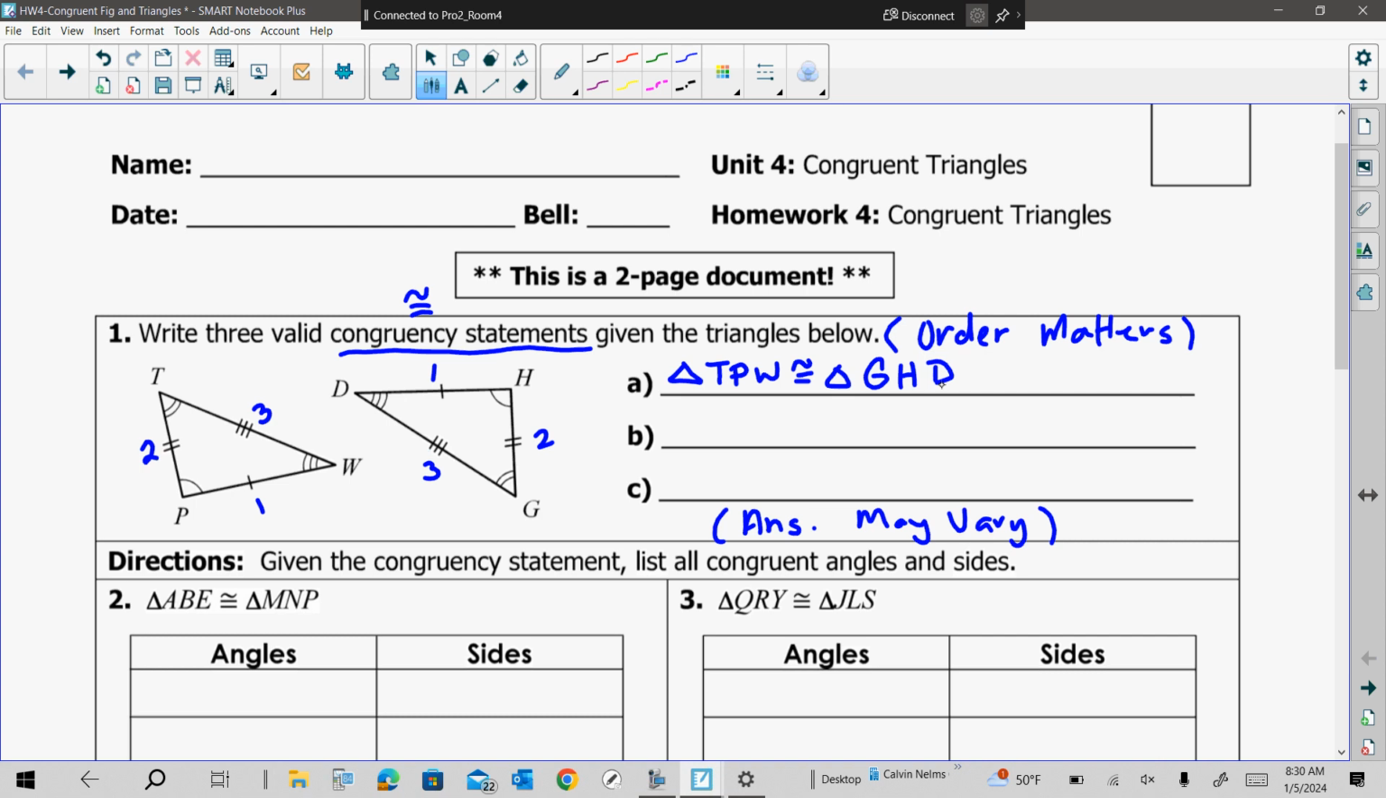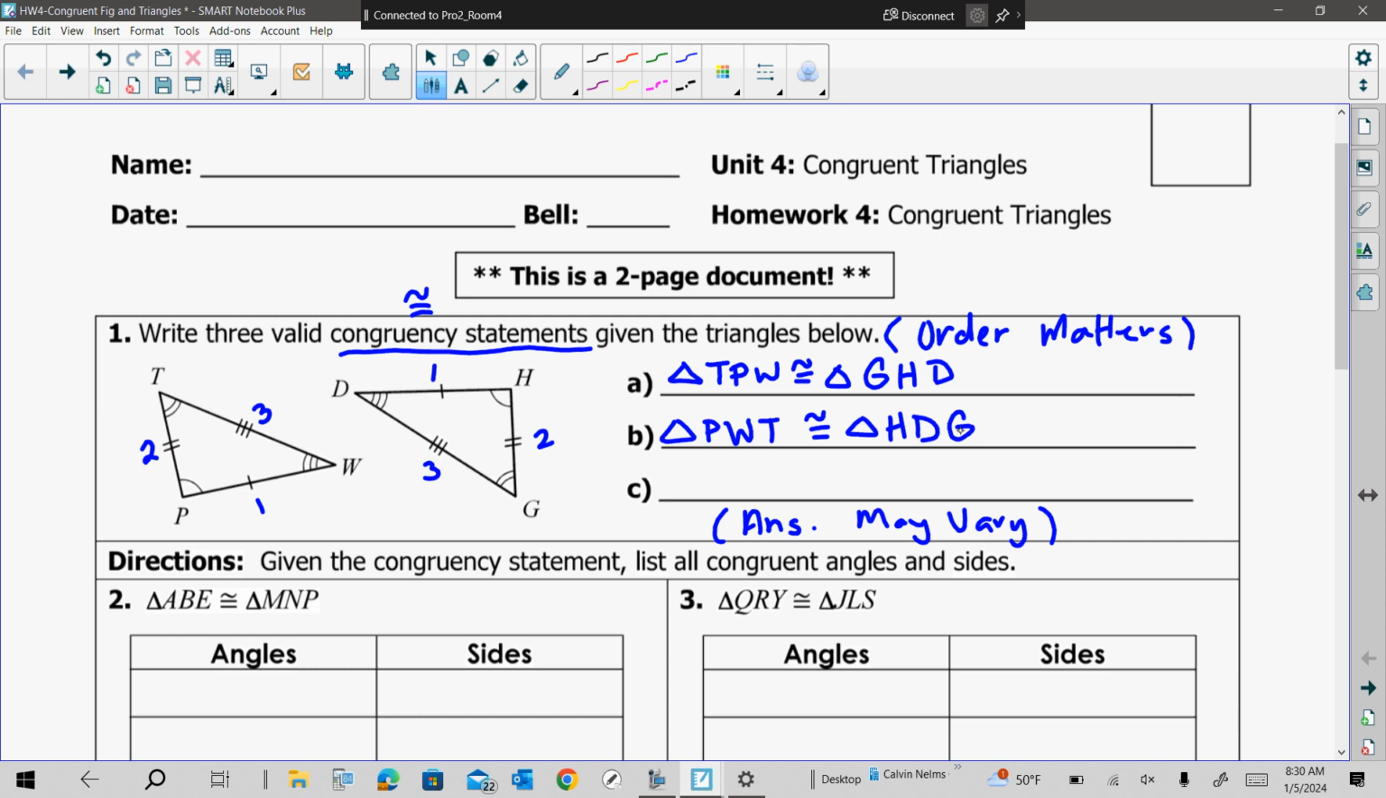To write an additional valid congruency statement means you have to start with a different letter. So instead of starting with T, maybe I start with P. Let's say if I go counterclockwise, that would mean PWT. All right, PWT, which is 132, is congruent to HDG. Yes.